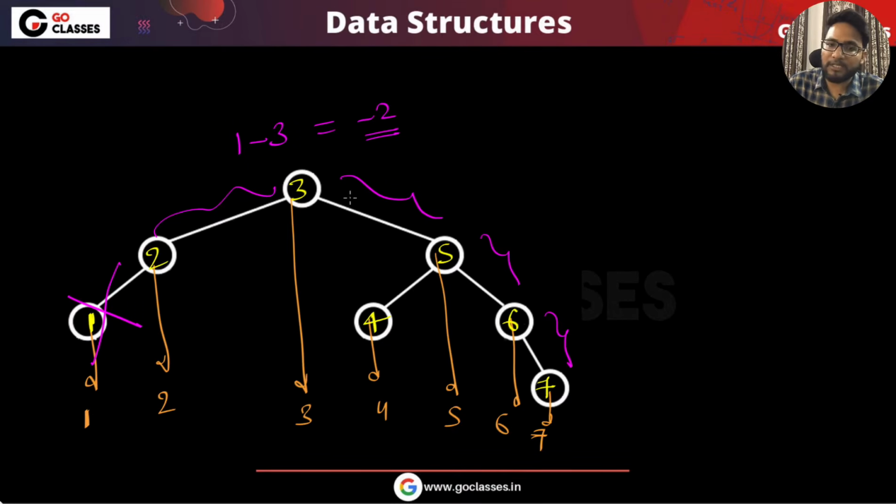Since 3 is unbalanced, I will do balancing. Now, to do balancing, I first have to figure out whether this 3 is forming a stick and elbow. Okay.